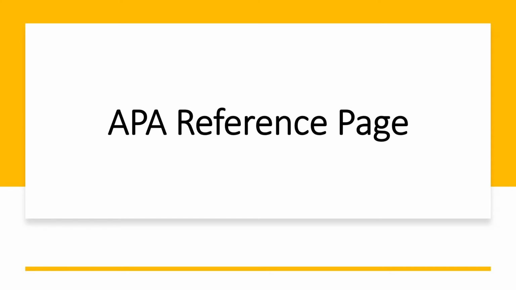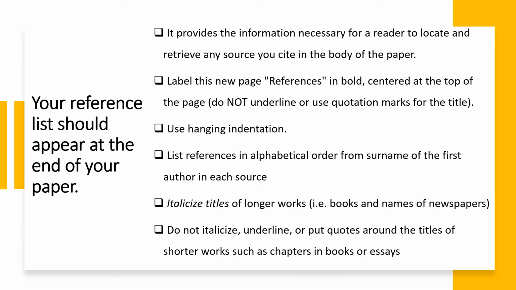Let's take a look at the format for an APA reference page. Your reference list should appear at the end of your paper. A few tips are listed here. First of all, it's important to understand that your reference list provides all necessary information to the reader about how they can go and locate that source for any citation you've included in your paper.